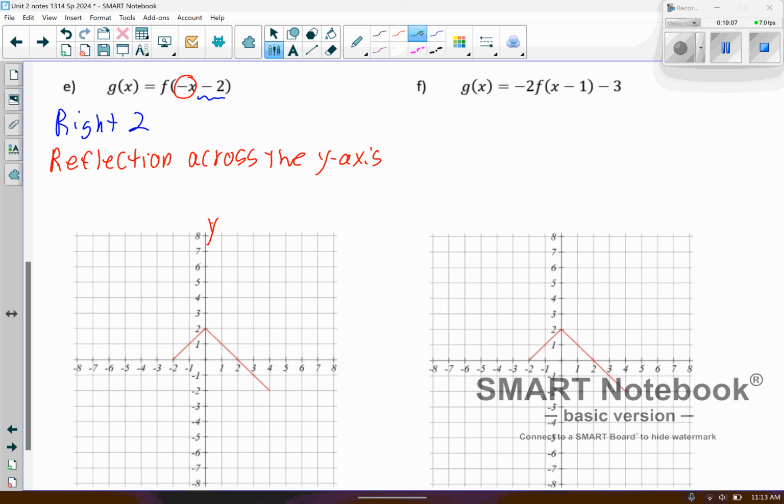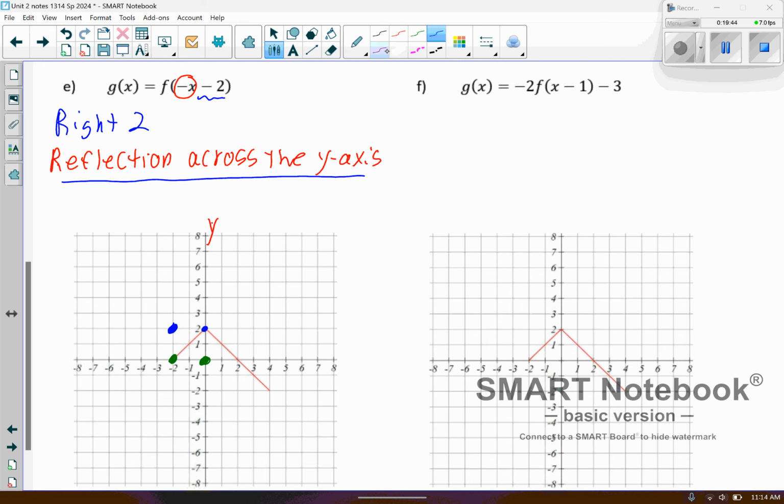All right, so taking this first point, I have to go to the right 2 and then reflect across the y-axis. Well, I'm actually on the y-axis. I'm on the line of reflection, so I'm actually going to stay right there. Then my next point right here, we're going to go to the right 2. So I end up right here, but then I have to reflect across the y-axis. So it's going to cause me to come over here. So I'm going to end up over here.